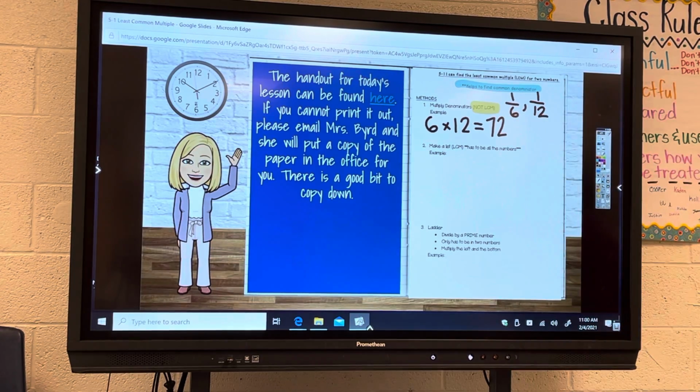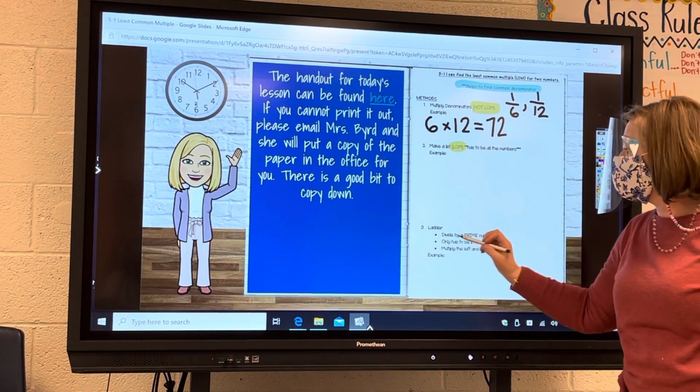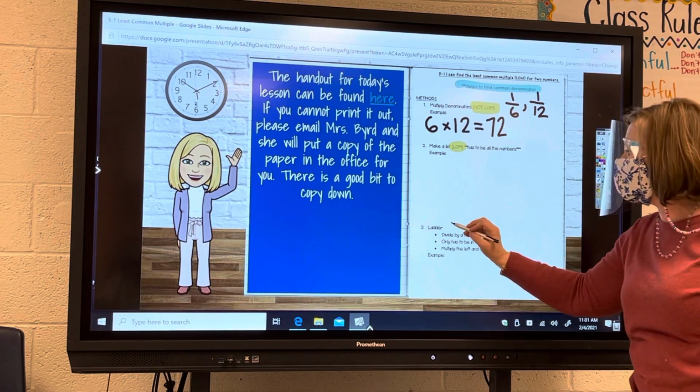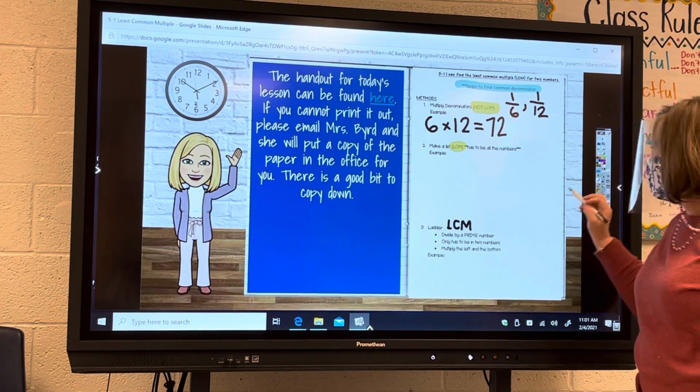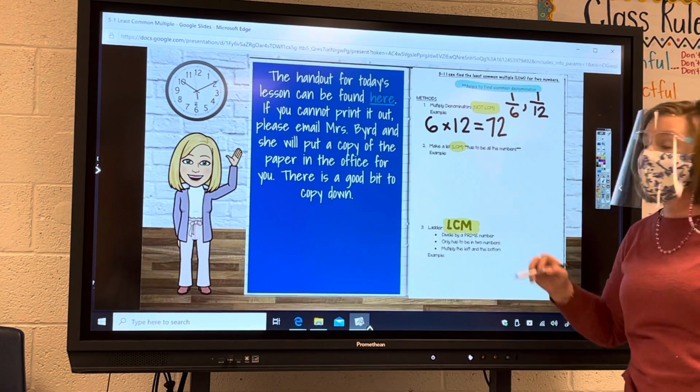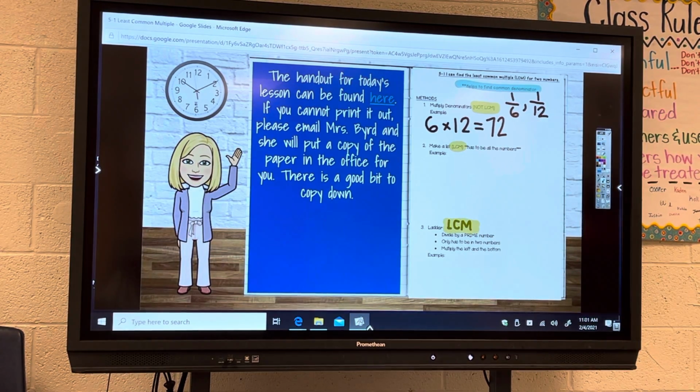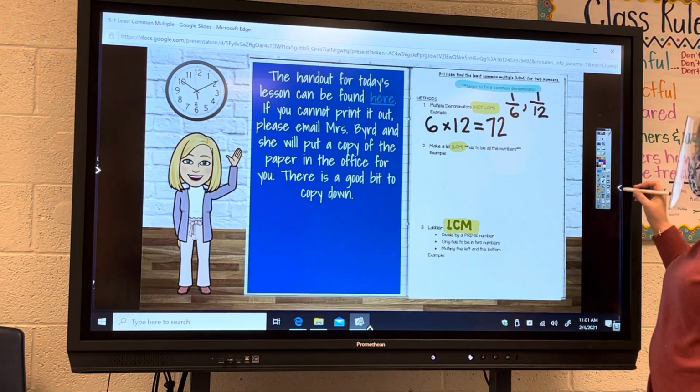Is that the lowest number that those two have in common? No. That is not the LCM, okay? It is not the lowest number that they have in common. The next two ways are finding the least common multiple, okay? I'm going to use the same two numbers for every example, just so that you can see how it works.